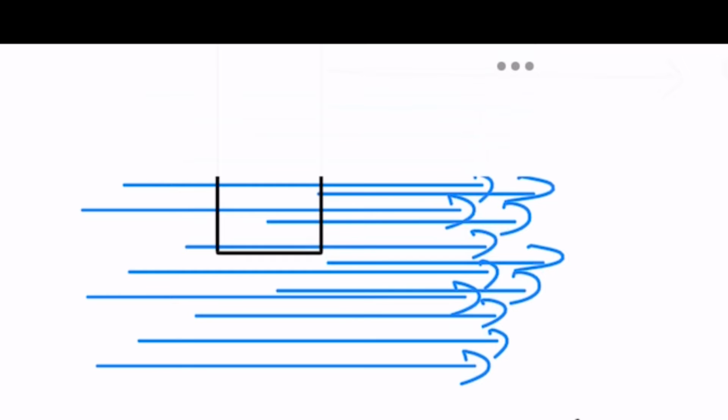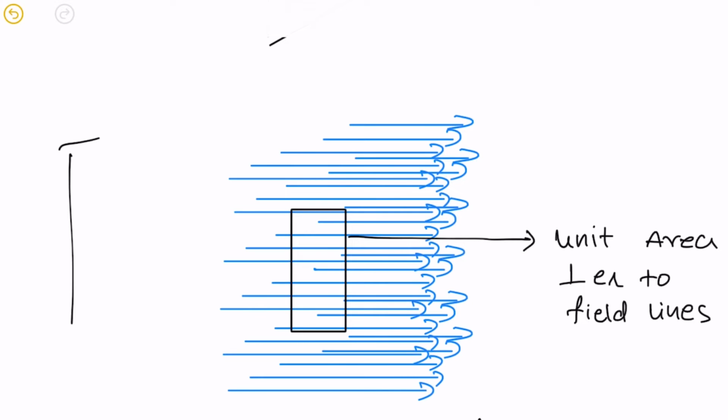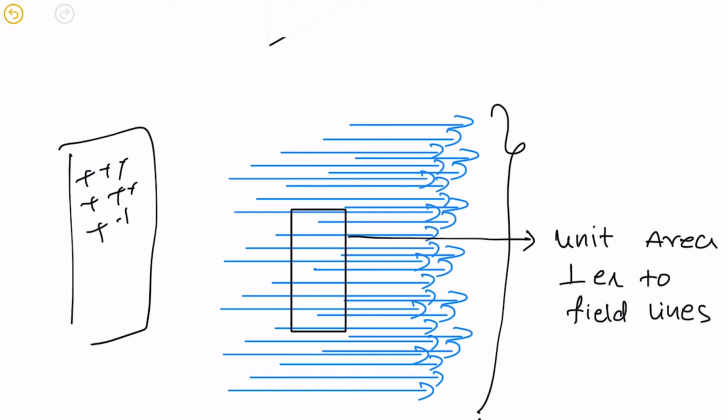Okay, so these field lines are an assumed concept, but it is very useful to understand further concepts. So what is the assumption here? Suppose a charge is somewhere here. Okay, so the charge is here. These are the electric field lines. Blue color shows the electric field lines of the charge.